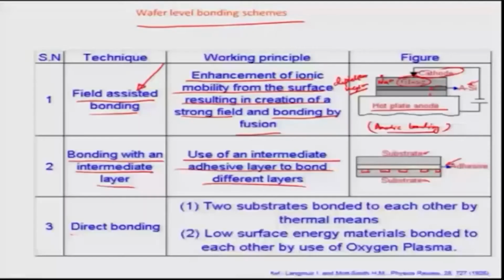There is a means of doing direct bonding, where two substrates are bonded to each other by thermal means. For example, if we just remove the field here and just apply higher temperature, there will be a fusion bonding between the two surfaces.